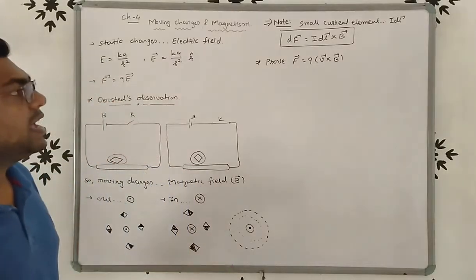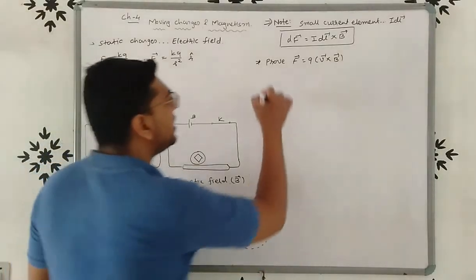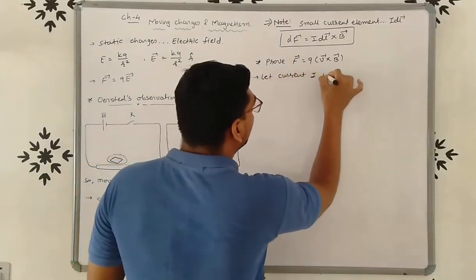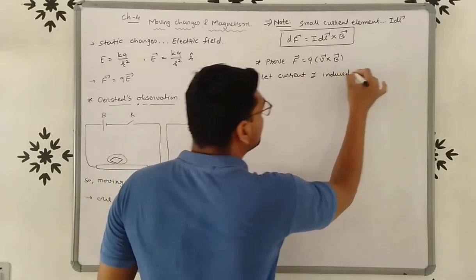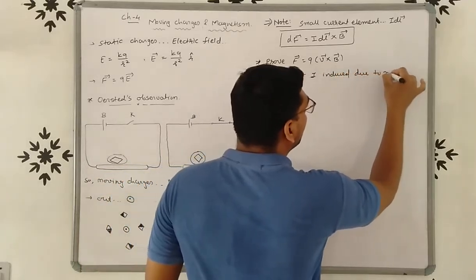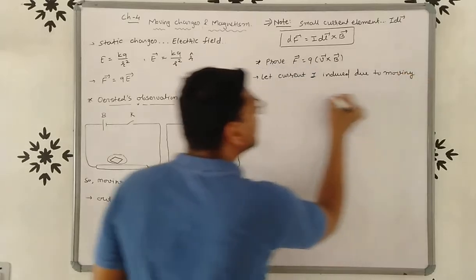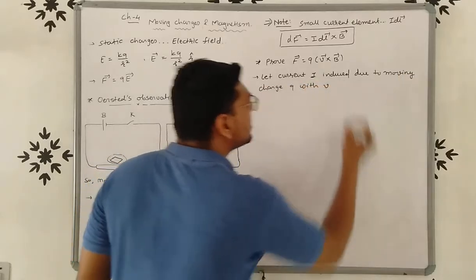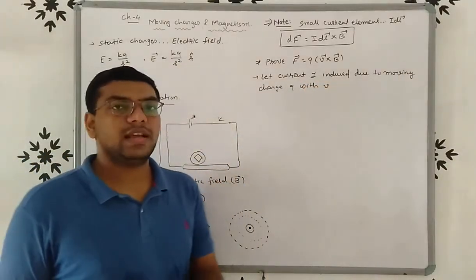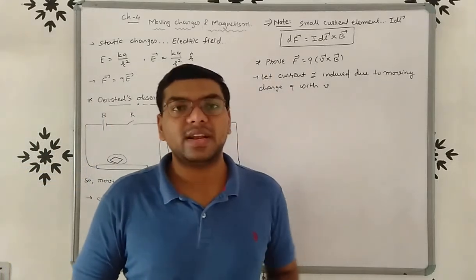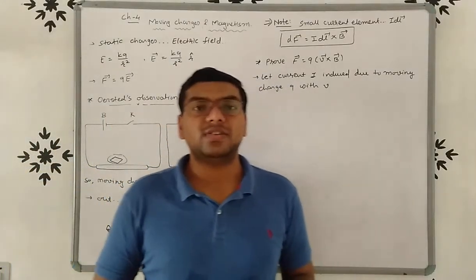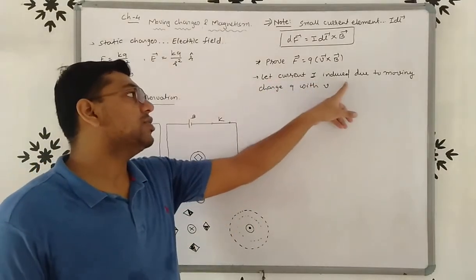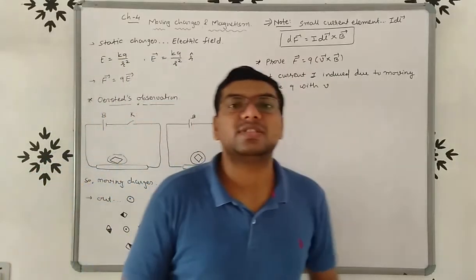Right. So here we assume that current will be induced, or we can say let current I be induced due to moving charge Q with velocity V. Right. So we know that if charge is in motion, then current will be there. So here we assume that the velocity of charge is V. So let the current I be induced due to the moving charge Q with velocity V.